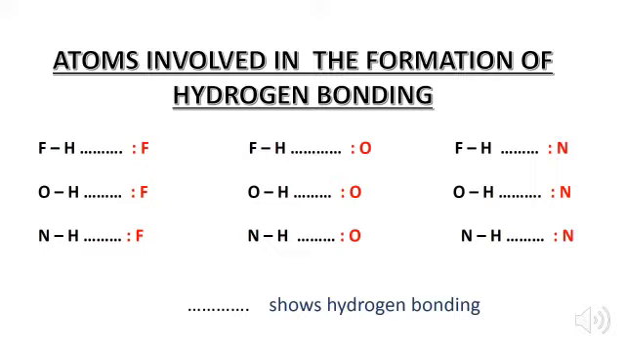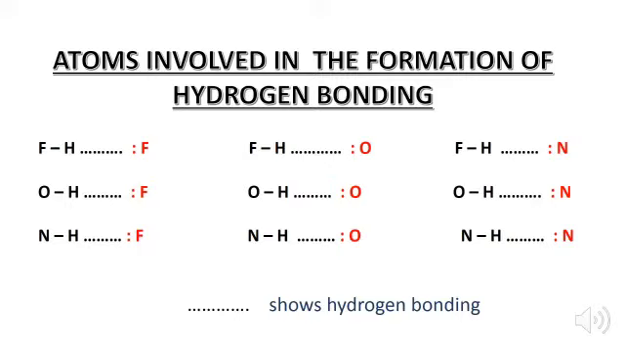Okay friends, we know that according to the definition of hydrogen bonding, hydrogen, nitrogen, oxygen and fluorine are involved in hydrogen bonding. And the simple rule of hydrogen bonding is that the hydrogen already covalently bonded with a fluorine can make a hydrogen bond with the lone pair of fluorine, with the lone pair of oxygen, or with the lone pair of nitrogen.